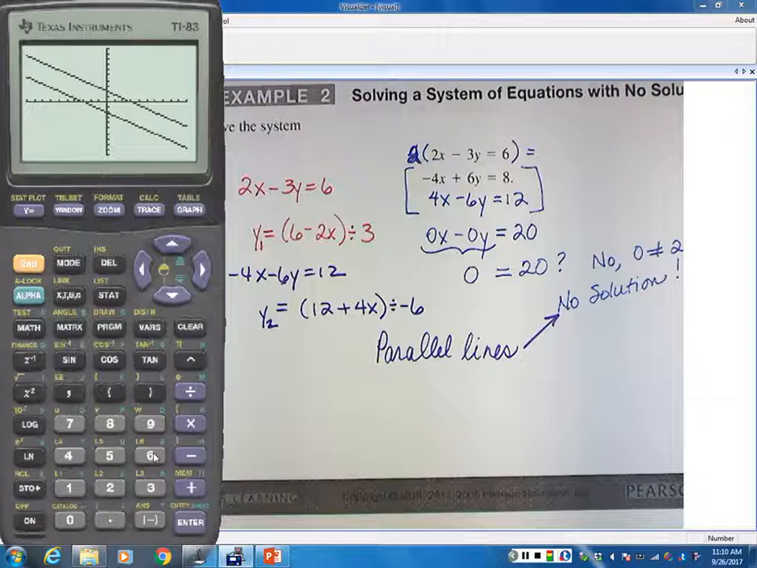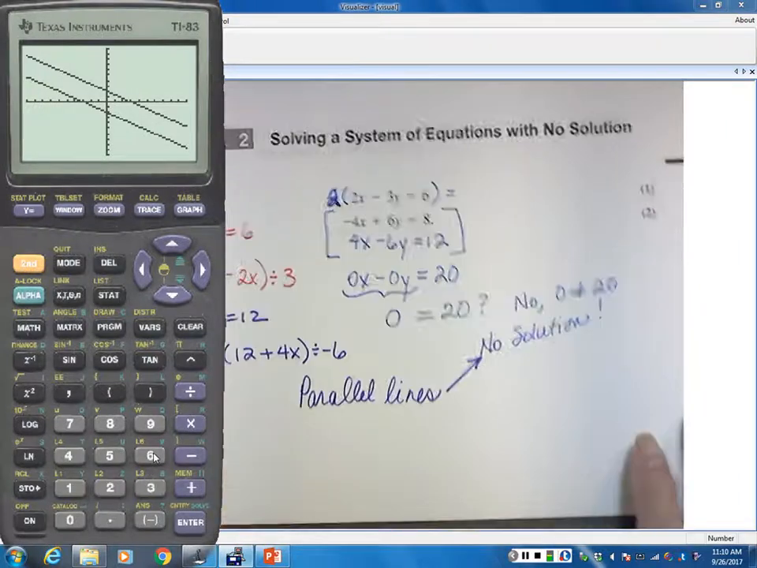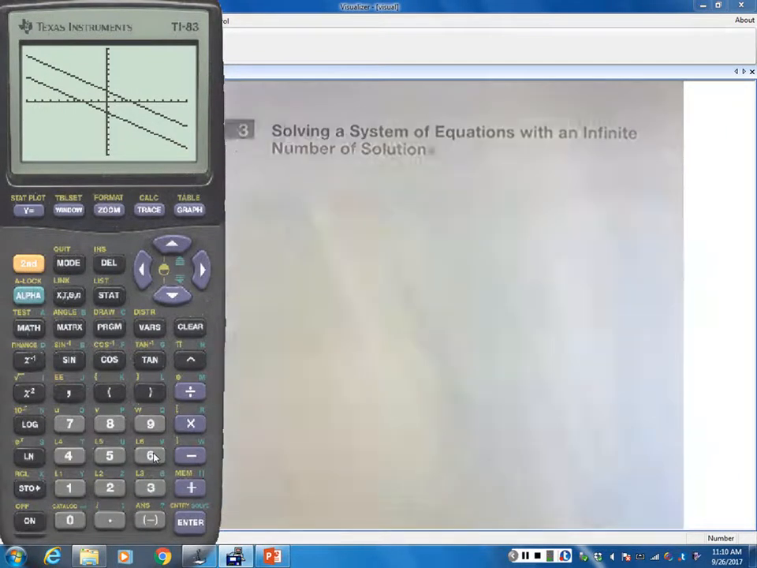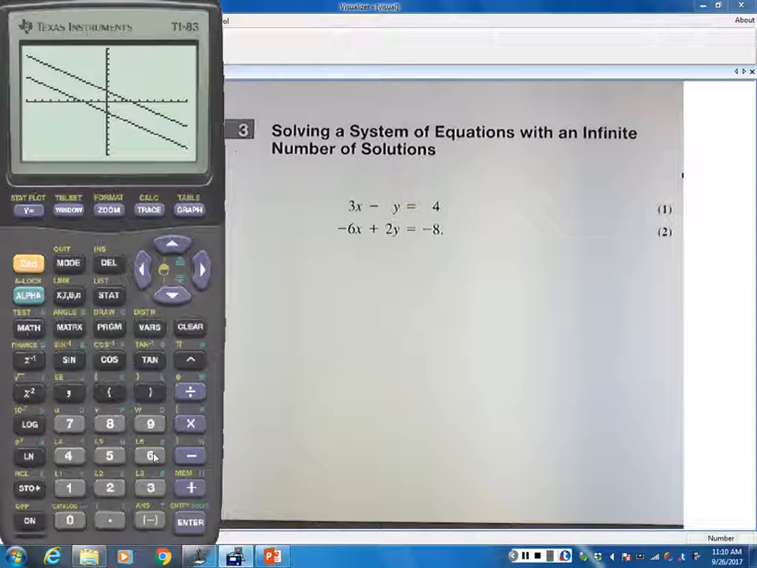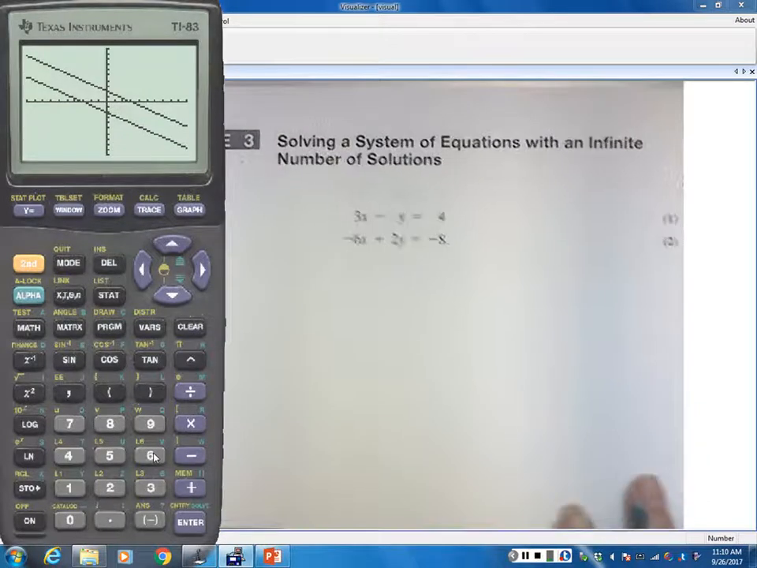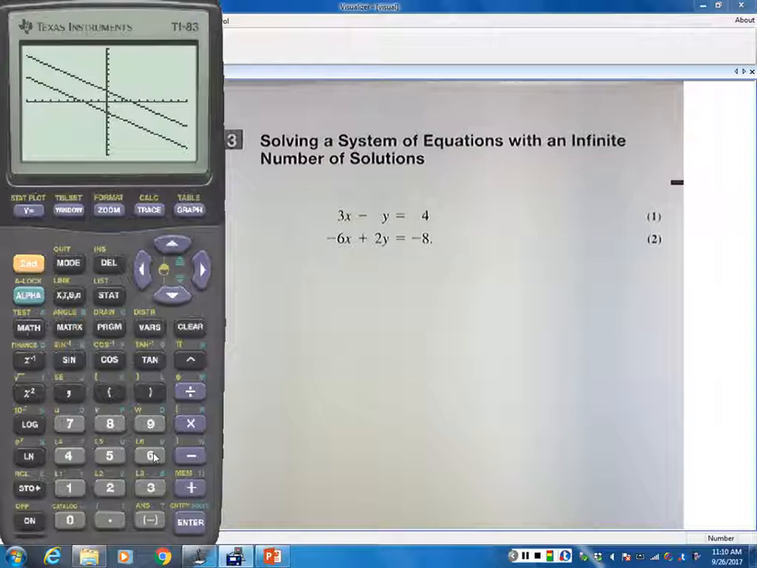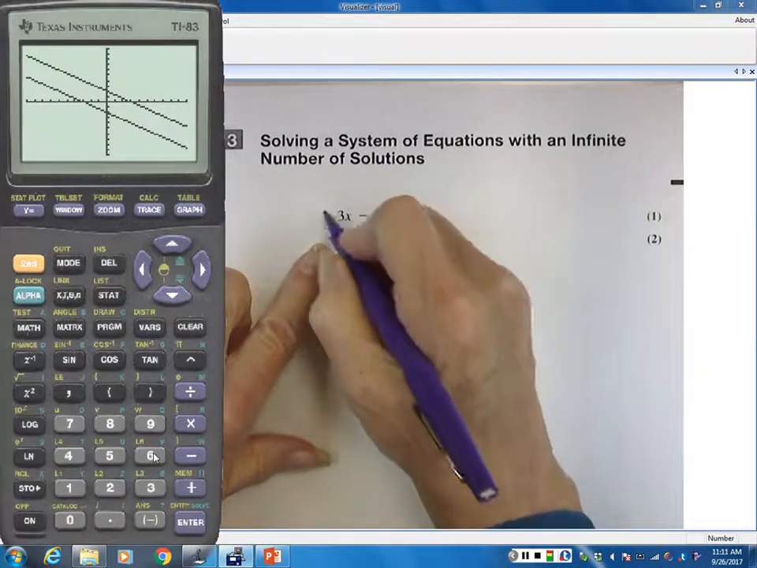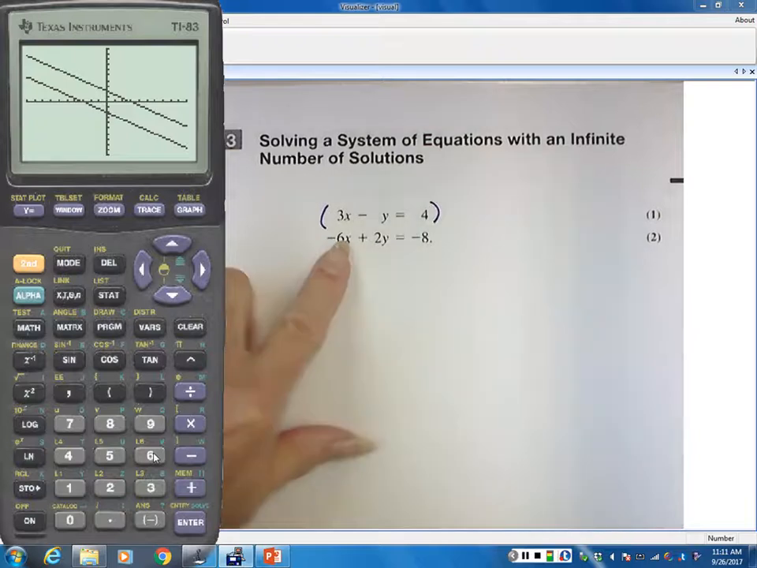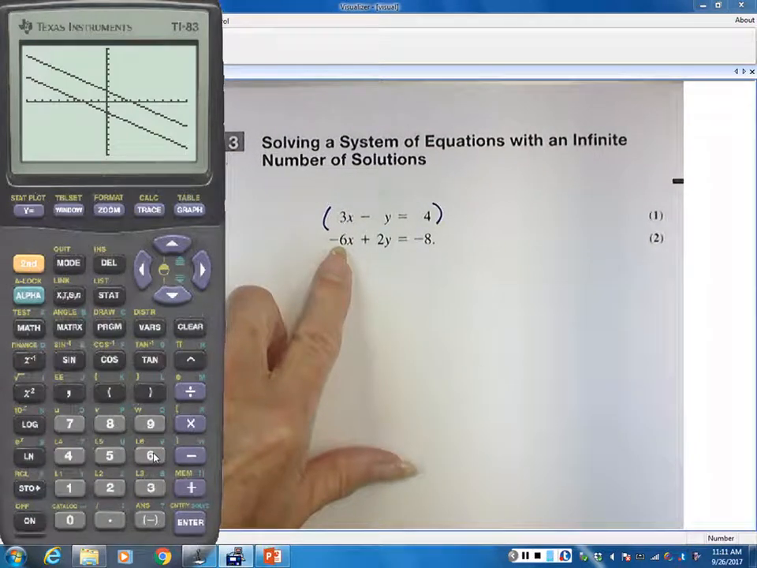Now we're going to do one that has an infinite number of solutions so you can see what that looks like. So here's our third example. And again, we're going to try to do the kill the variable thing and see what happens. So what can I multiply the first equation through by to get it to cancel out the x's? Yeah, I could do 2.